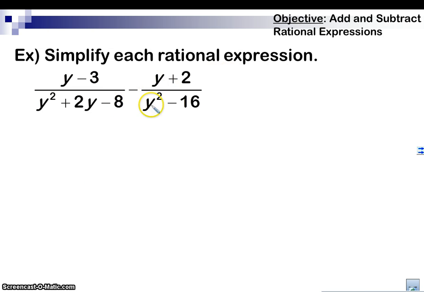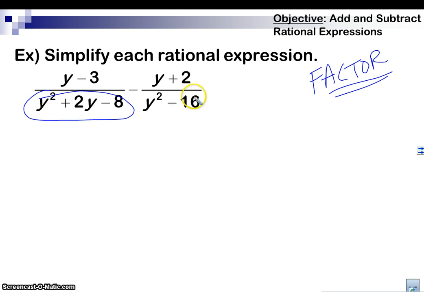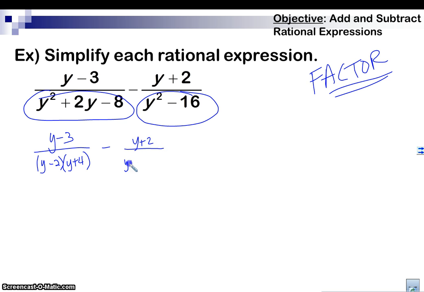All right, so let's simplify each expression. Whenever we add or subtract these, we're going to factor. That's our first big thing, as I mentioned in the last video: make sure everything is in factored form. So we're going to factor this one and this one. We have y minus 3 over y minus 2 times y plus 4, minus y plus 2 over y plus 4 times y minus 4.